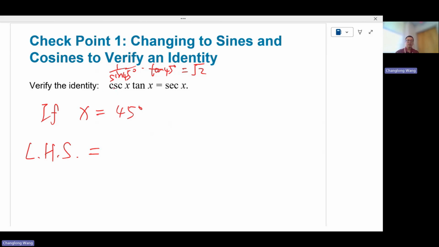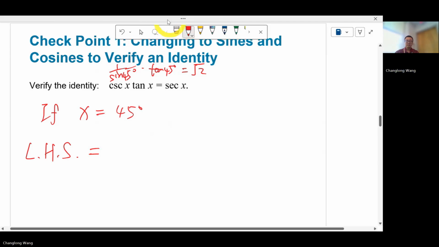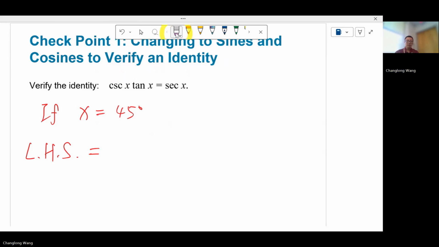So the left-hand side, now, if you don't mind, let me get rid of that. How should I rewrite cosecant x in terms of sine or cosine? What do you think? Cosecant x must be 1 over sine x. Okay, so now what about tangent x? In terms of sine and cosine, it must be sine x over cosine x, right? That's called the quotient identity.